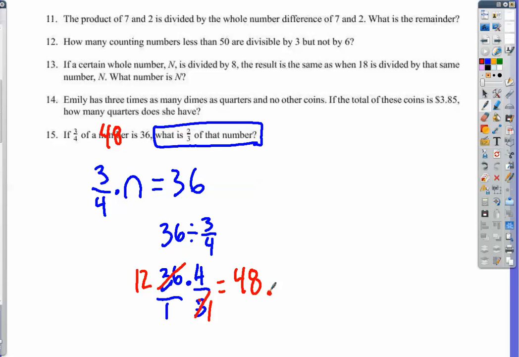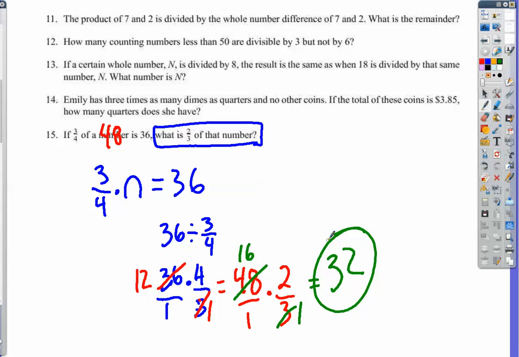So of a number means we're going to multiply it. And so again, we're going to cross-reduce first. What goes into 48 and 3? 3. 3 goes into 3 once. 3 goes into 48 16 times. 16 times 2 is 32. And there you have it.